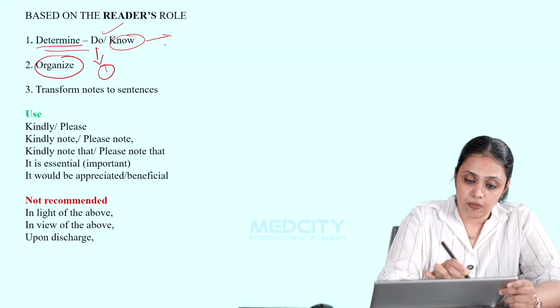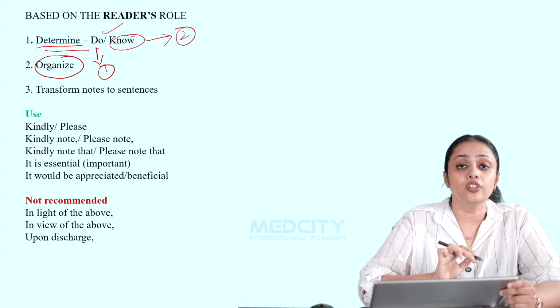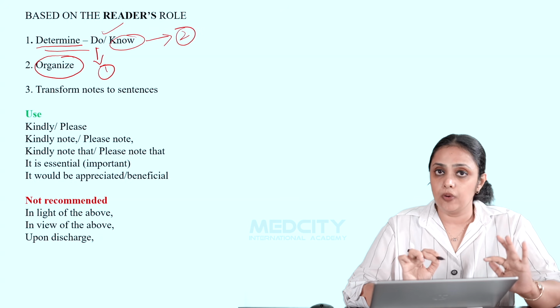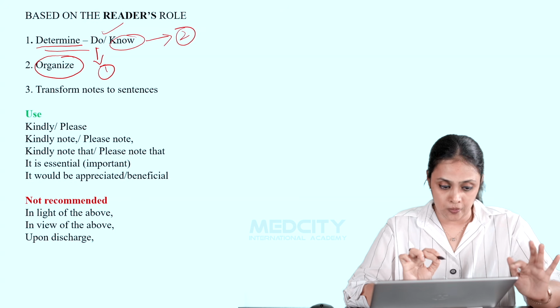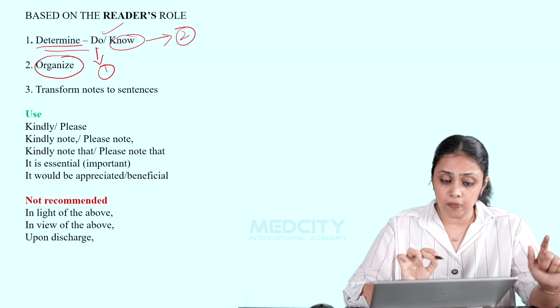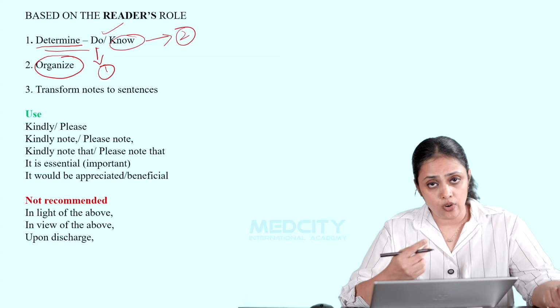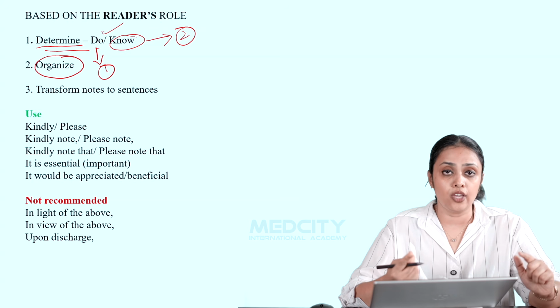And then you can place the points which you can just let the reader know. So first write the points which the reader needs to do, and then followed by that, you write the points which the reader needs to know. And among the points which the reader needs to do, there also, if you need, you can prioritize.